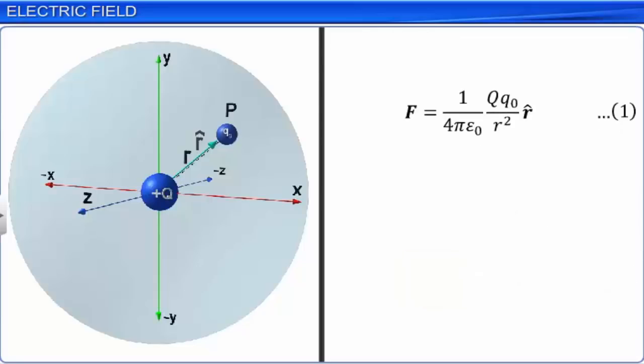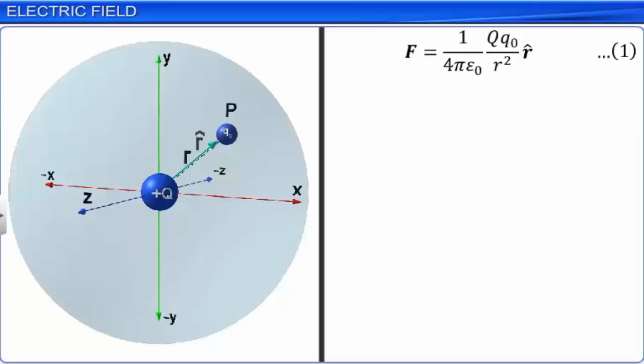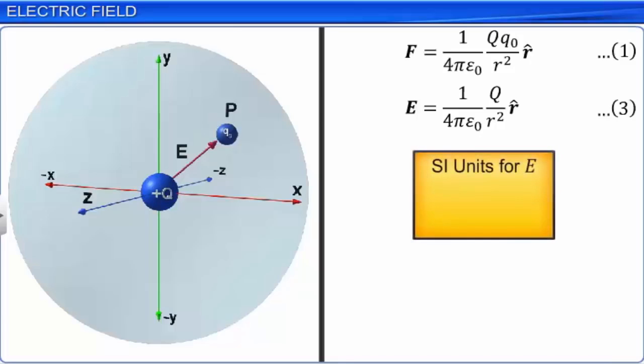Therefore, the electric field strength due to charge Q at point P is E equal to 1 by 4 pi epsilon naught Q by R square into R cap. Let this be equation 3. Electric field strength E is a vector quantity pointing in the direction of the force on a unit positive charge at a point in the electric field. In SI, it is measured in Newton per Coulomb or Volt per meter.